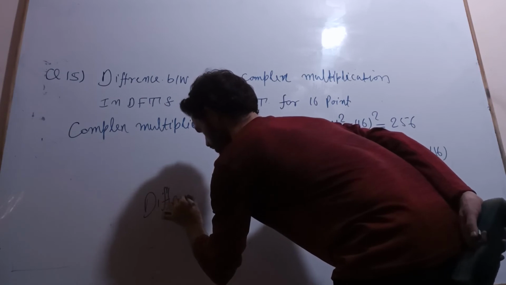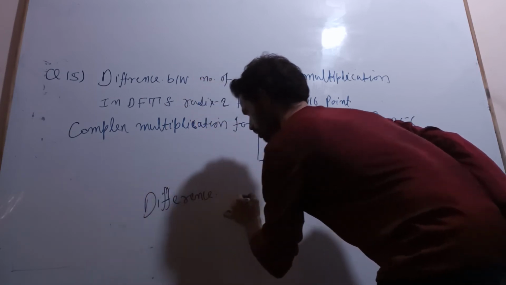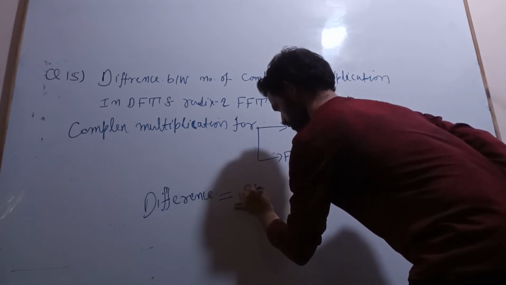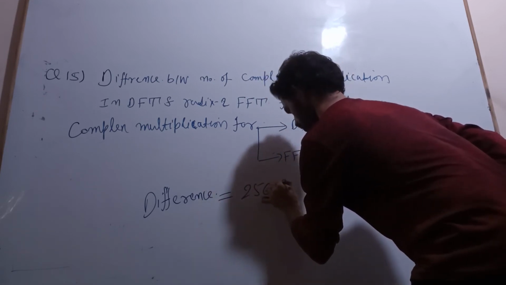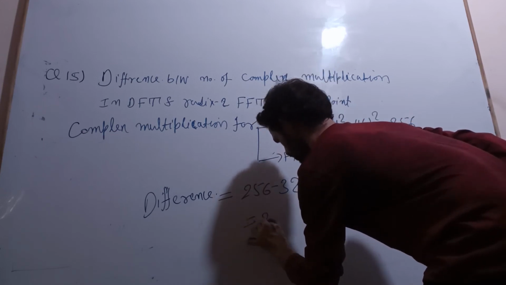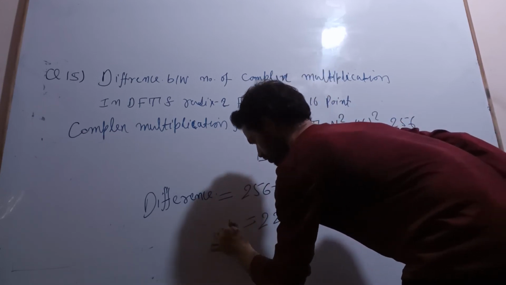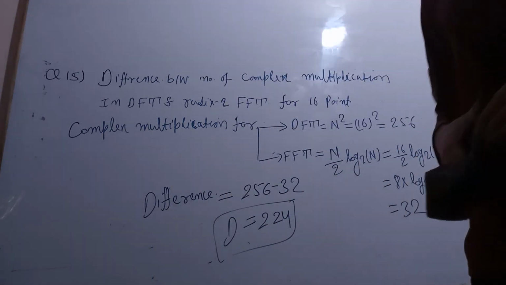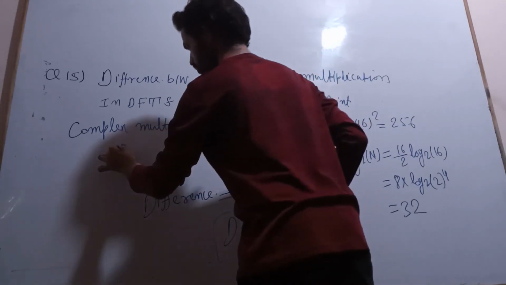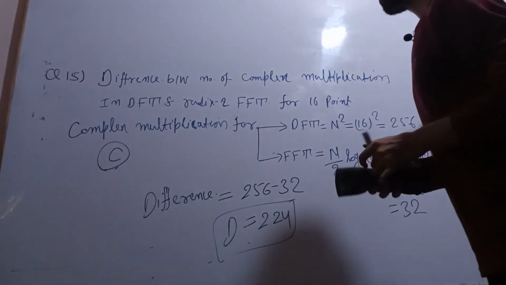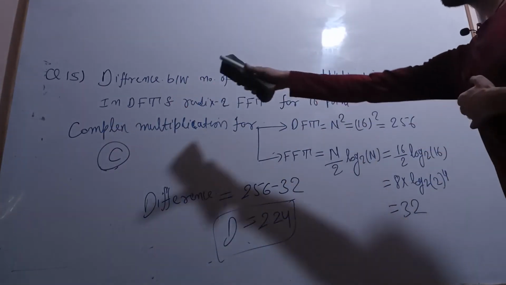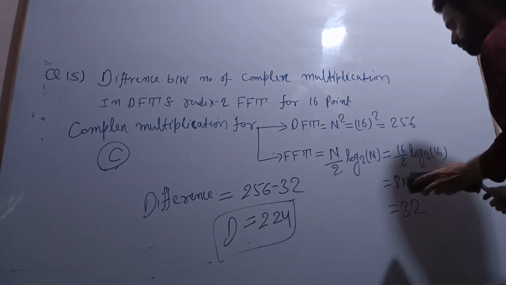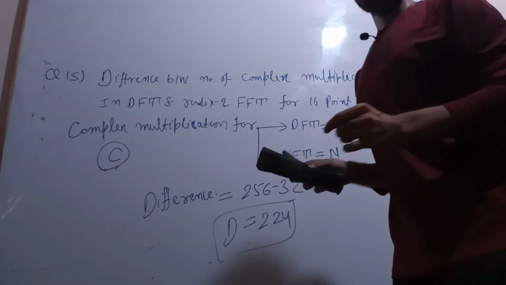Yes, when you see the difference, how much is the difference? Difference is nothing but 256 minus 32, it will become 224. Okay, so this is my difference. So therefore the answer is C. Option C is correct. This is the difference between the complex multiplications in DFT and radix-2 FFT for 16 points. Okay, so that's all for question number 15.